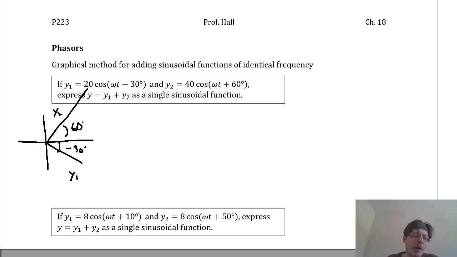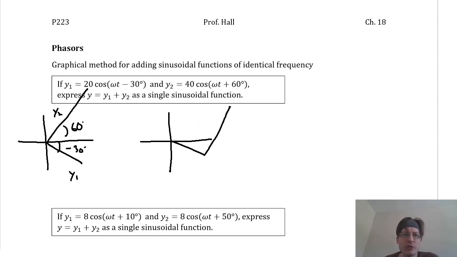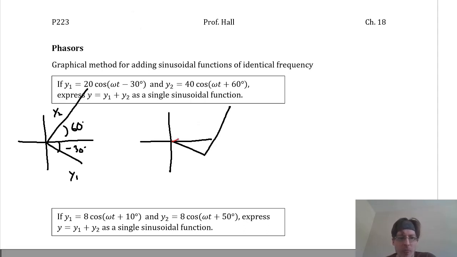So I'm going to add up y1 and y2. You can do it just like you add vectors. I'll stick y2 onto the end of y1, the head to tail method of adding them up. So here's y1 and here's y2, like so. This one's y1, this one's y2. What I care about is the resultant, which is the sum of the two. Right there. That's the resultant y.